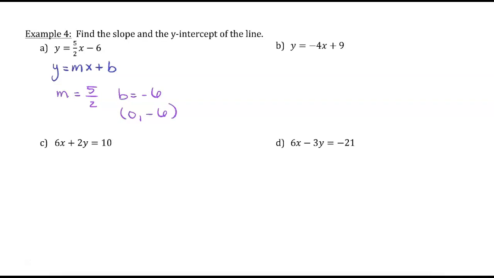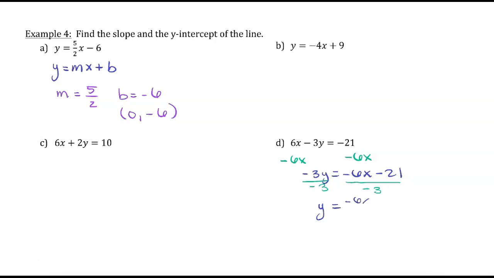We can switch this by just solving for y. We can subtract 6x from both sides, and we can divide both sides by negative 3. Be careful when you divide the right side by negative 3. Make sure that each term gets divided by negative 3.